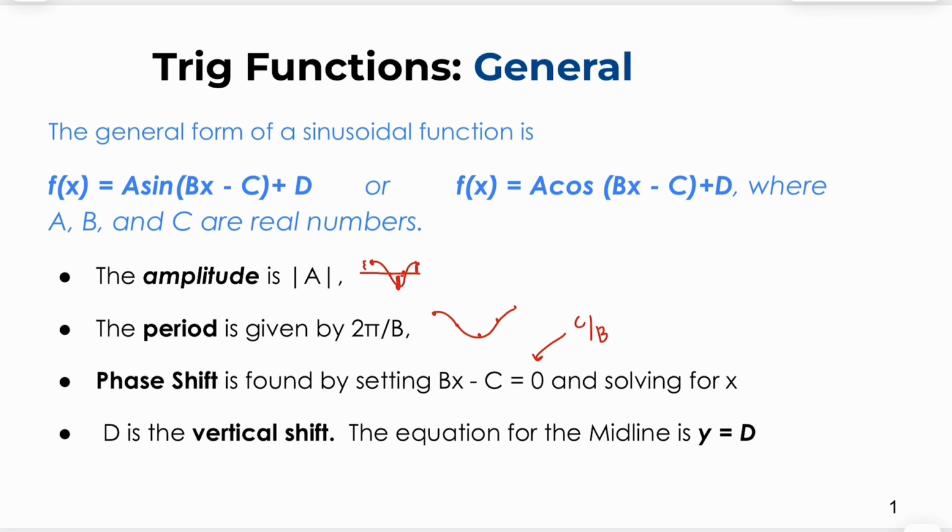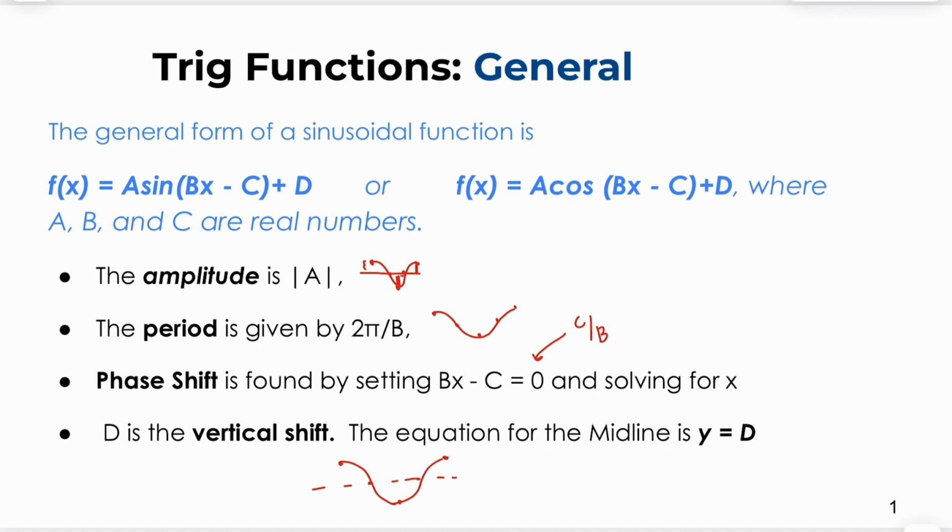And then lastly, we have our vertical shift. Our vertical shift gives us the equation for the midline, which is y equals d. And for cosine, the midline is going to be right here. It actually starts up and then goes through the middle.